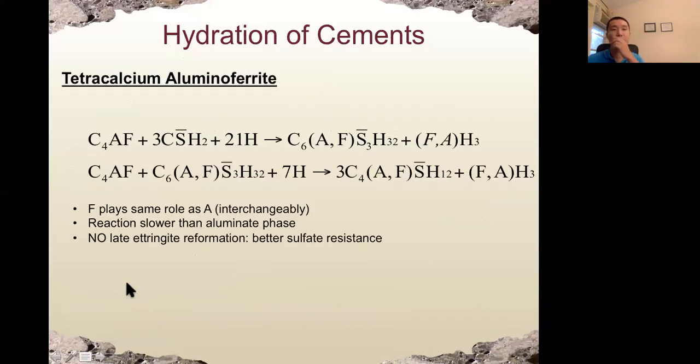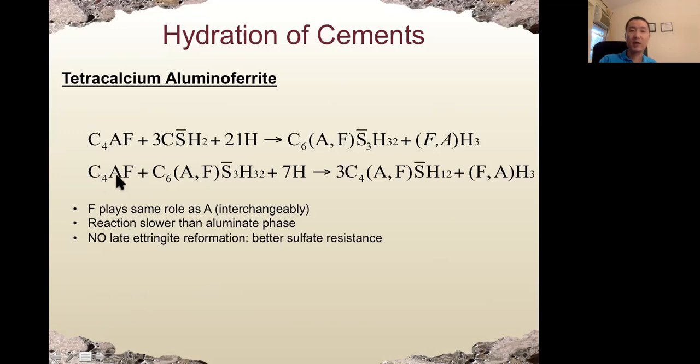So let's continue. This is the first major compound, C4AF. The chemical reaction of C4AF is pretty similar to C3A. But the difference between C4AF and C3A is it may not cause troubles as C3A because there's no ettringite formation as in the case of C3A. So that means C4AF will not cause cracking due to sulfate attack. So better sulfate resistance for C4AF.